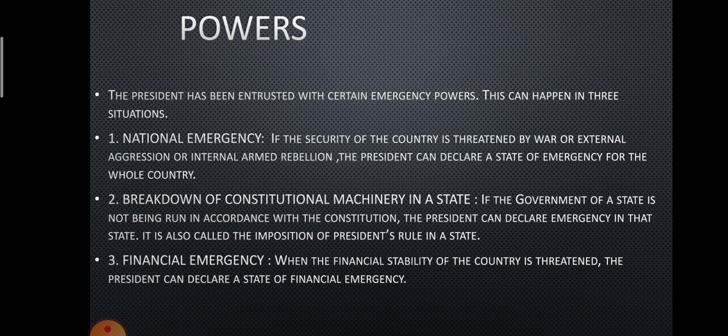failed to show the majority, then the government could not run properly. Then, on the advice of the concerned state's governor, the president can impose the emergency in the concerned state. That is known as the imposition of president's rule in a state.